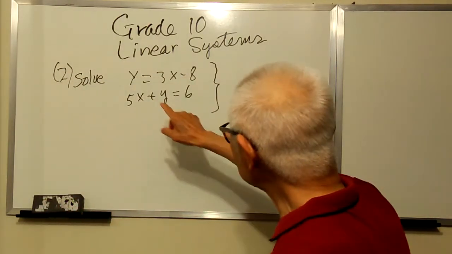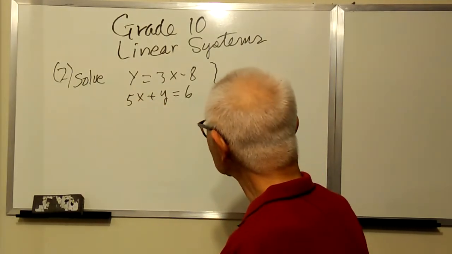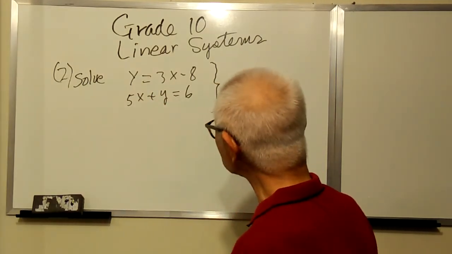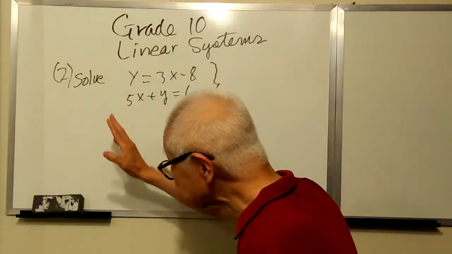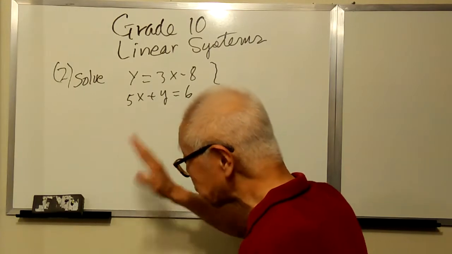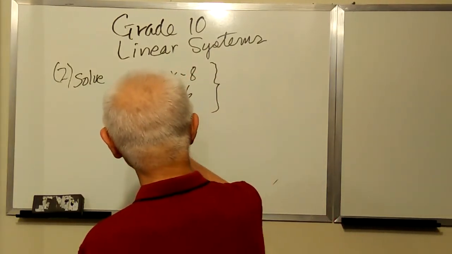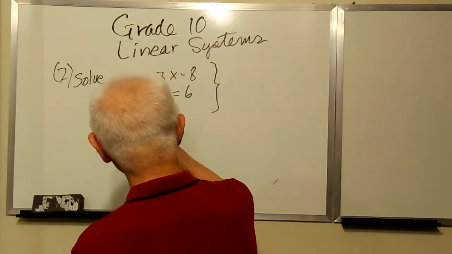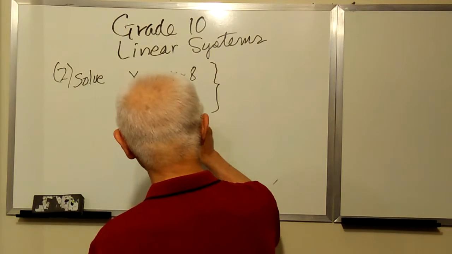Look, I already have the first equation with y on the left-hand side. So all I want to do is to change the second equation with the y on the left side, only y, nothing else. This can be easily done. I rewrite the second equation. y is equal to, move the 5x to the other side, 6 minus 5x.